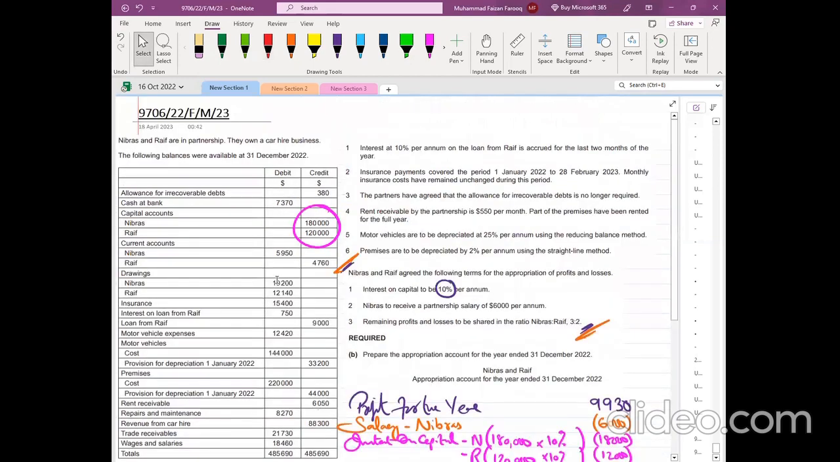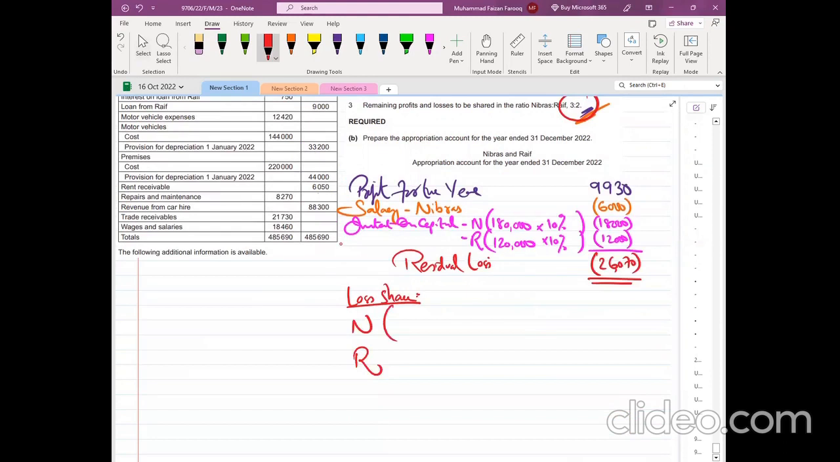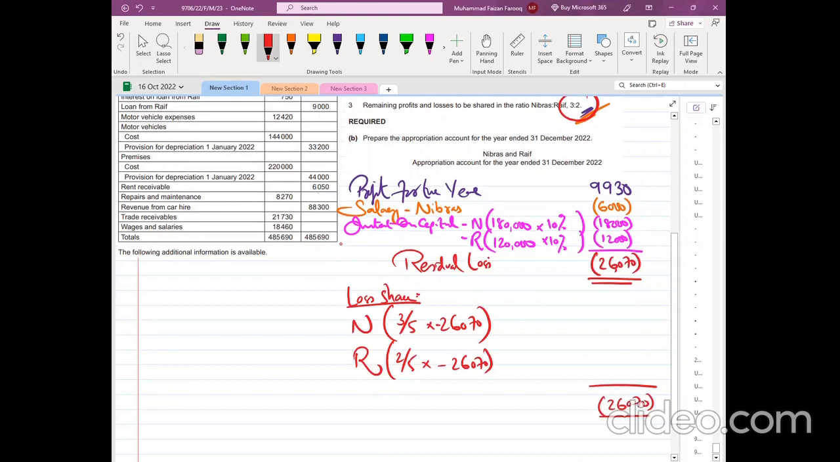So let's see, is there any percentage given? 3 by 2. 3 by 2 means total 5. 26070 loss. So we got the answers. 15642, okay. 10428. The requirement is easy 3 marks. The income statement was 9 marks. It's worth it. Then 3 easy marks to score.